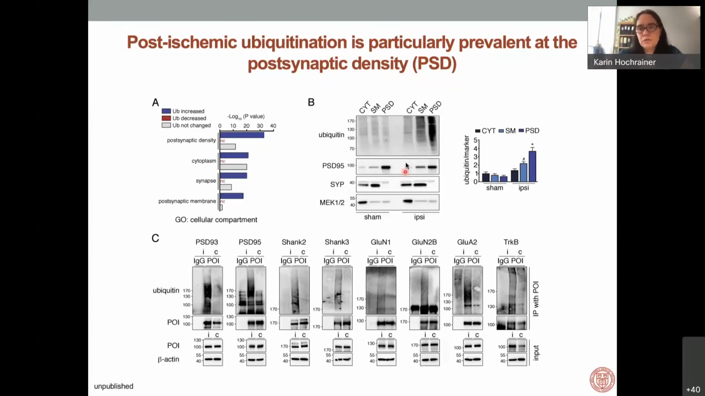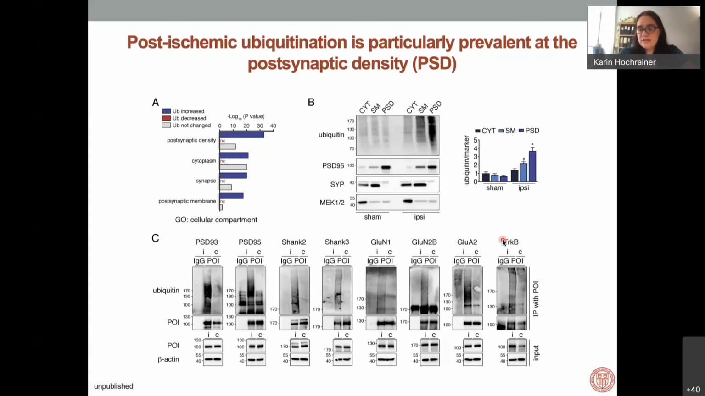So in order to further confirm this, we looked at PSD-associated proteins, classical PSD-associated proteins, whether they're ubiquitinated, and we found actually many scaffolds to be ubiquitinated present in the postsynaptic density. So one could envision that there is maybe an impact on the overall structure of the postsynaptic density by ubiquitin, and then also receptors like the NMDA receptor subunits, AMPA receptor, and also the neurotrophin receptor TrkB. So also receptor signaling might be influenced by ubiquitination after stroke.